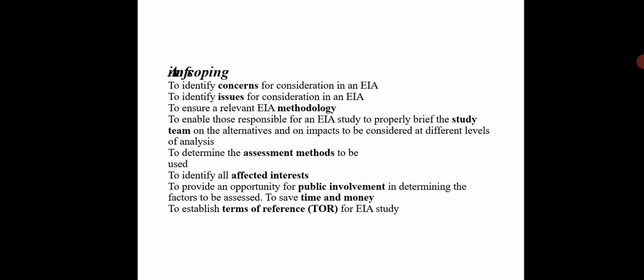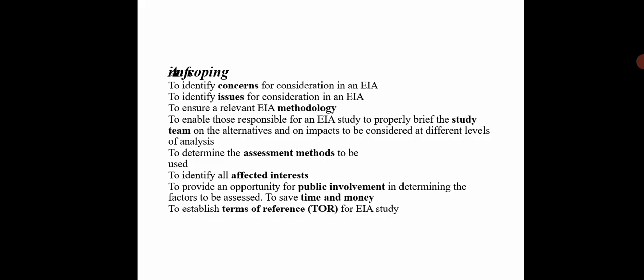The aim of scoping: scoping is mainly used to identify concerns for EIA. What are the concerns? To identify the issues. What are the issues during the project time? To ensure a relevant EIA methodology. What kind of methodology will they follow? Similarly, to enable those responsible for an EIA study to properly brief the study team on the alternatives and impacts to be considered at different levels of analysis.